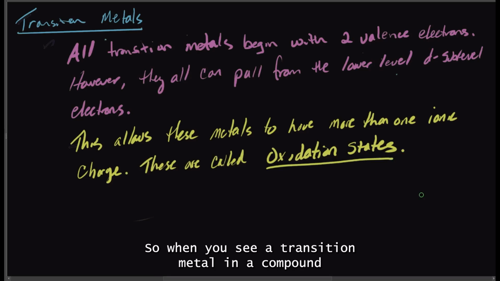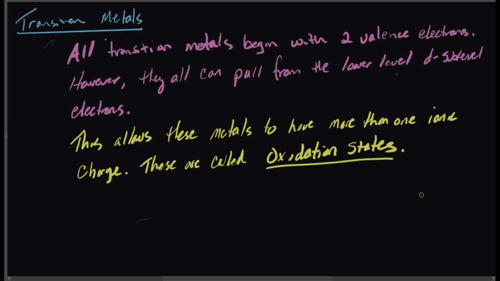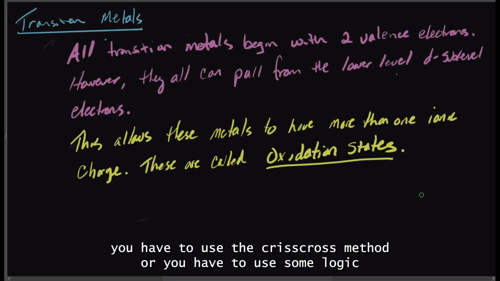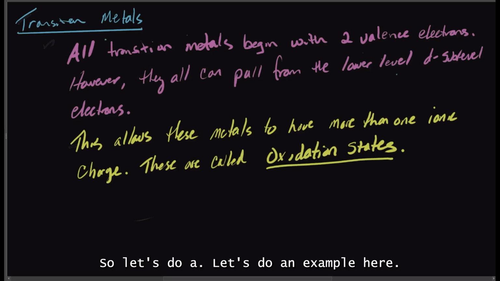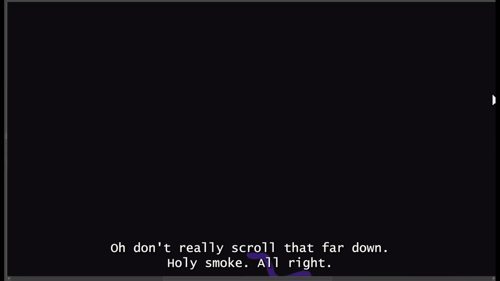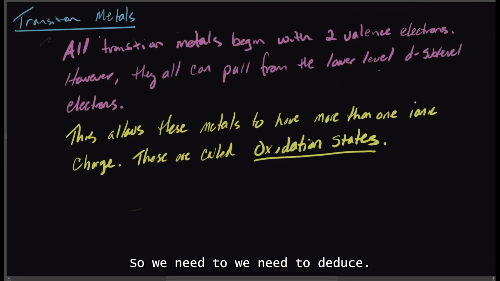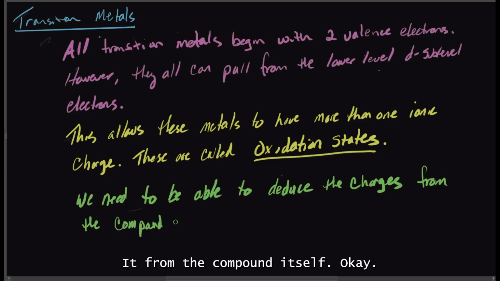So when you see a transition metal in a compound, you have to use the crisscross method, or use some logic to deduce what the charge on it actually is. So let's do an example here. Oh, did I really scroll that far down? Holy smoke. All right. So we need to deduce from the compound itself.